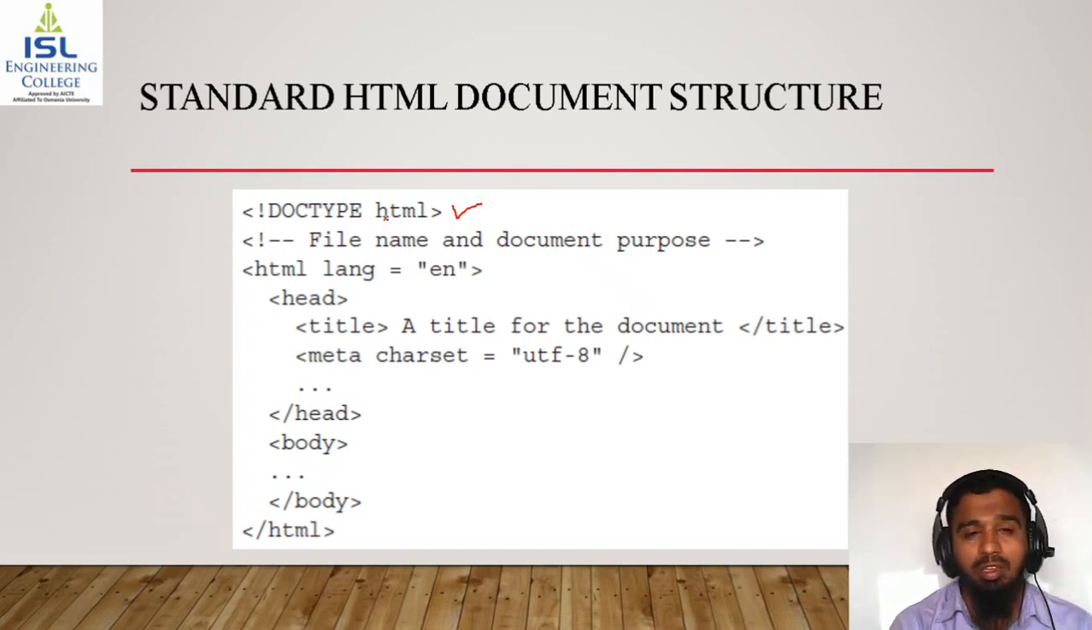Okay, next, and here sometimes this is called a comment. This is nothing but a comment, meaning file name and document purpose. Whatever code you write, you may forget, so this is especially for the developers who are developing web pages or websites. This comment will be helpful for them. When they see it, they can easily identify why they wrote this code. So after understanding what kind of document it is, the developer will understand this.